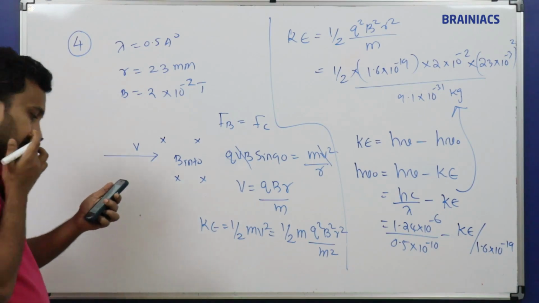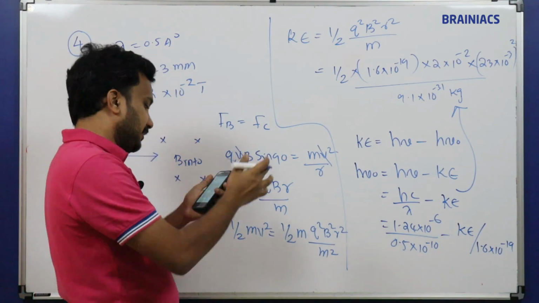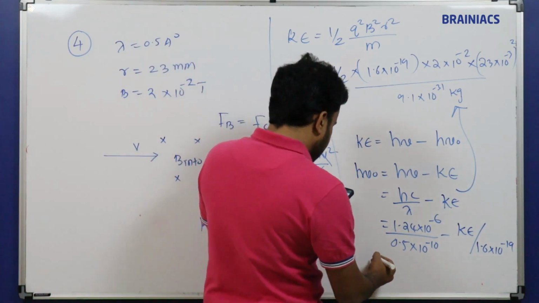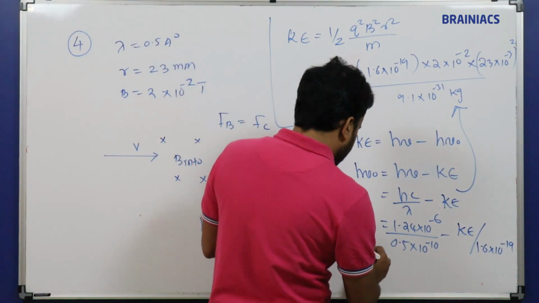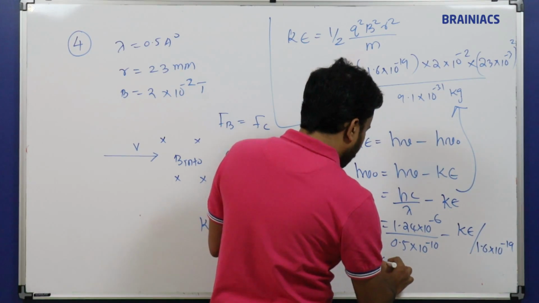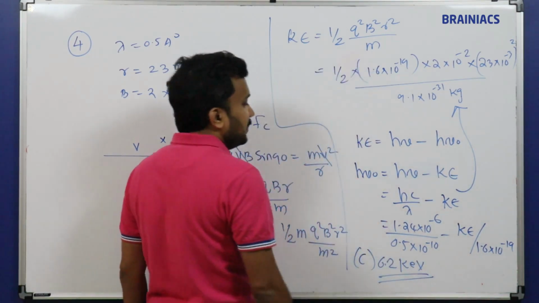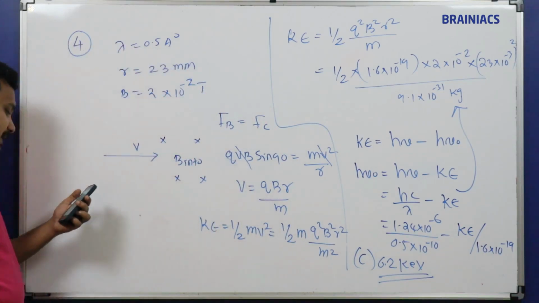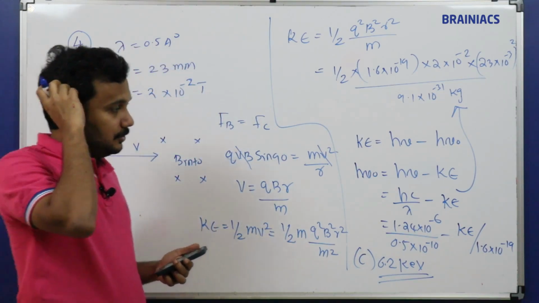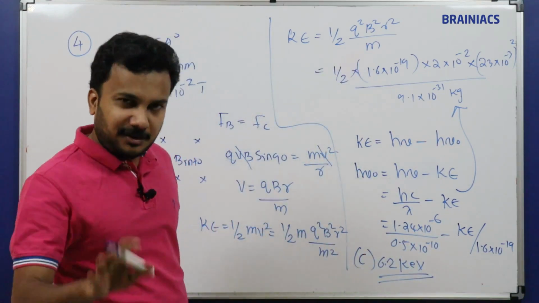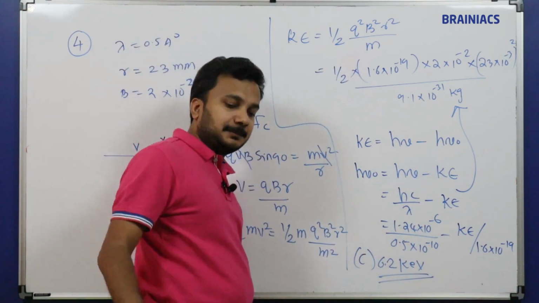I solved it as I told, because if I solve it here, it will take a lot of time. So I got the answer as 6.2. I got option C, 6.2 kilo electron volt. Kilo means 10 power 3, right? So I got the answer as 6.2 kilo electron volt. Just mathematical simplification only. It will take some time. Really, it will take 3 to 4 minutes.